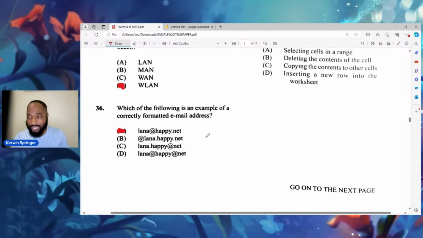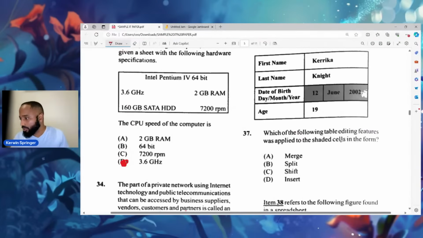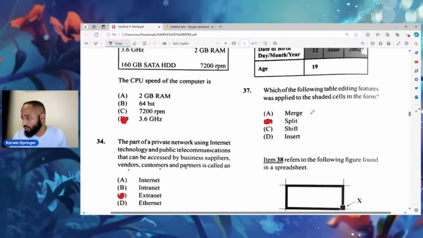Wow, why do they ask all of these things? Which of the following table editing features was applied to the shaded cells in the form? I can't wait to get back to bio. Hopefully bio is better. Split, because the others are normal. So you went through a little split there, buddy. The others are normal. If these were like 6, then you did some merging.